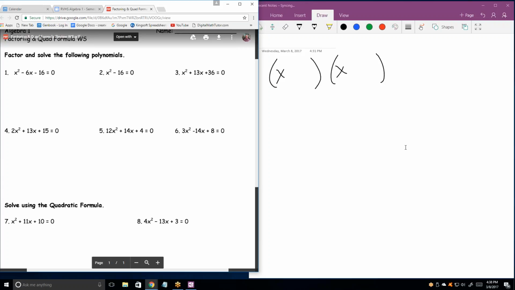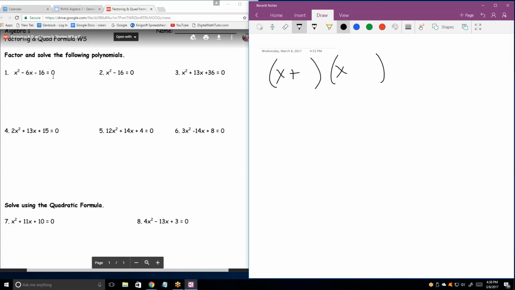Remember what factoring is. Factoring is the reverse of multiplying two things together by foiling. So how can you possibly get a negative 16, which is the last step in foiling? We need a plus and minus. Okay, that's key. The signs have to be opposite. Now, the rest of it's actually pretty easy.